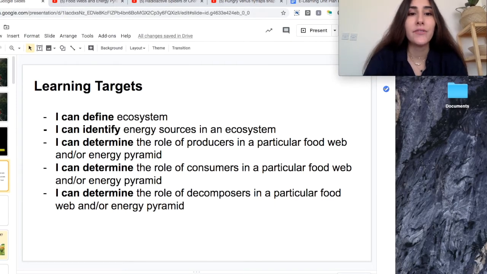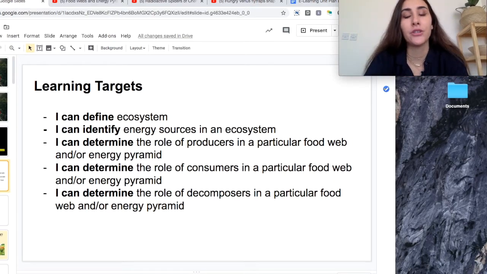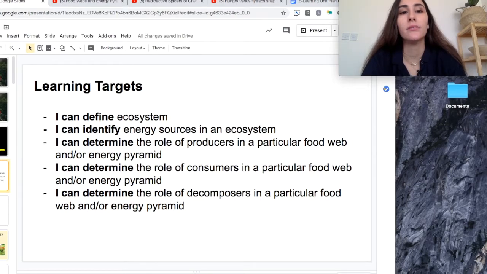Now, by the end of today's lesson, you should be able to define what an ecosystem is and identify the different energy sources that could be present in the ecosystem. You should be able to determine the role of producers as well as consumers and decomposers in a particular food web or energy pyramid. And we'll talk more about what food webs and energy pyramids are in our next lesson. But for today, we want to focus on what producers, consumers, and decomposers are and how they could potentially play a role in ecosystems.